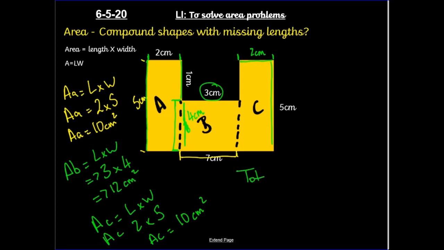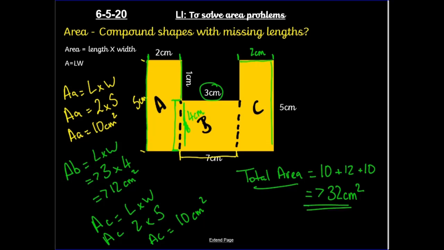So the total area is equal to 10 centimetres squared plus 12 centimetres squared plus 10 centimetres squared, which of course is 32 centimetres squared. Okay then, and there we go. I've worked out my total area.